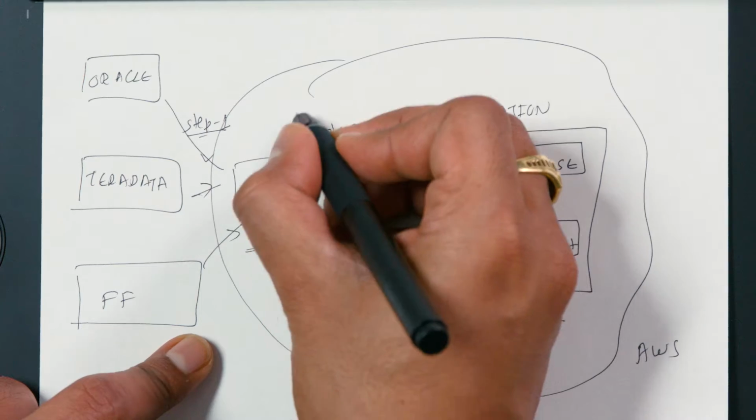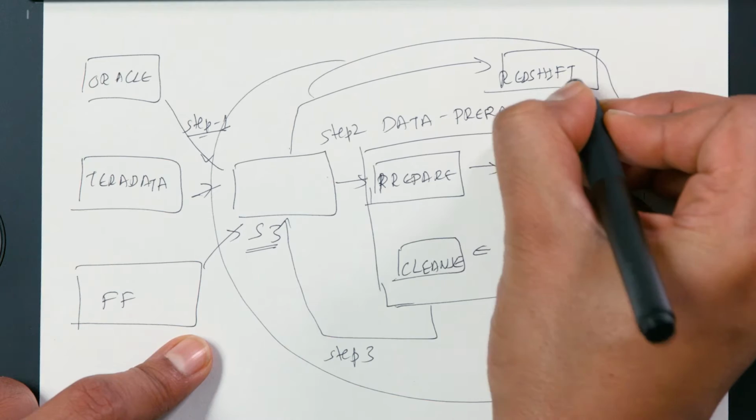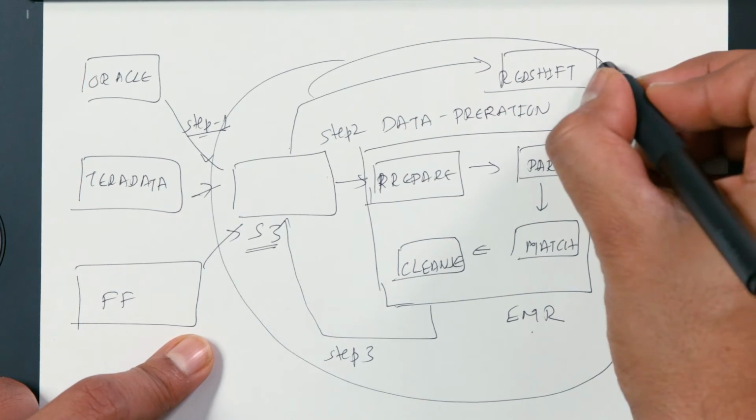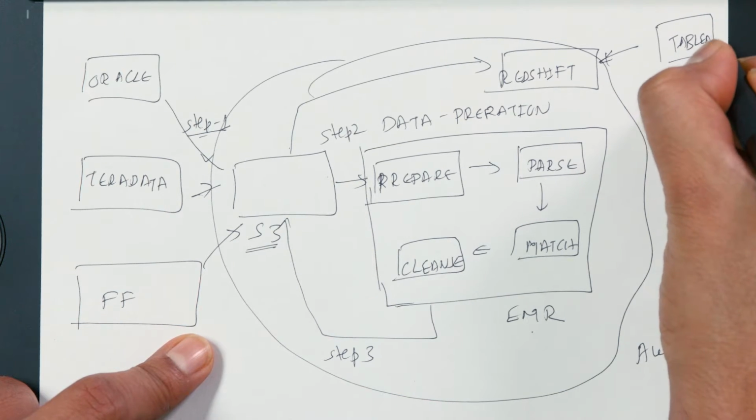Once you are done with the data preparation, customers are moving the prepared data back to an object store, S3. And then from there, step 4 is to move that processed data to Redshift. Then you can put your favorite BI tool like Tableau on top of Redshift to do data analytics.